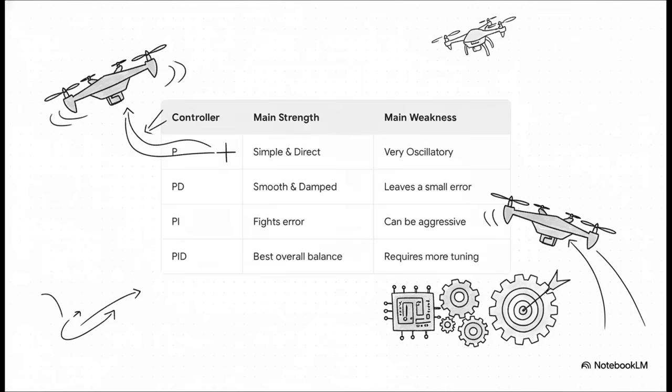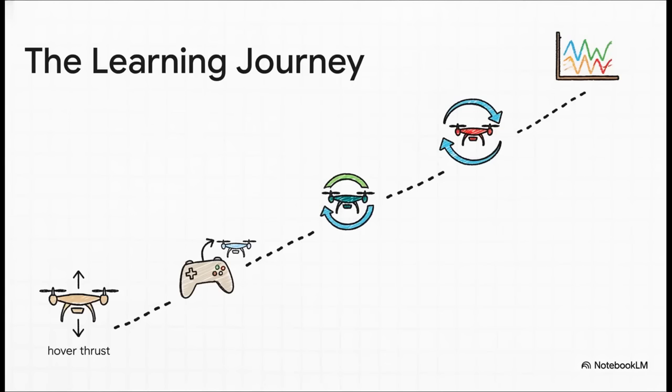And this table just sums it all up perfectly. P control, it's simple but really shaky. PD gives you that smoothness, but it can leave a small error at the end. PI is great at fighting those stubborn errors, but can be a little too aggressive. And PID? Well, that's the one that gives you the best overall balance, taking the best parts of all the others. And there you have it.